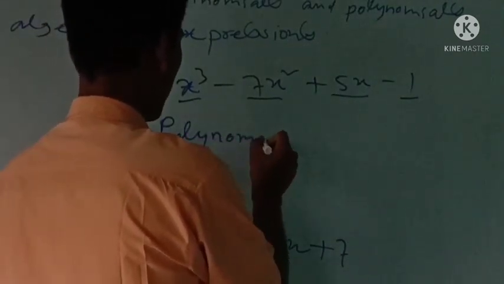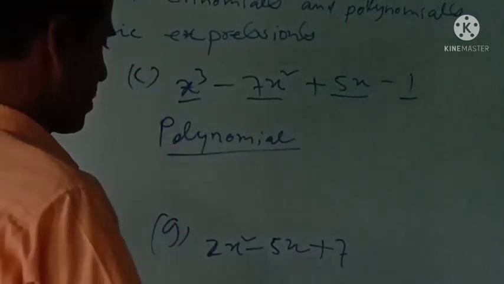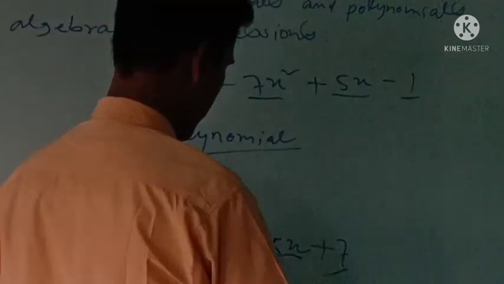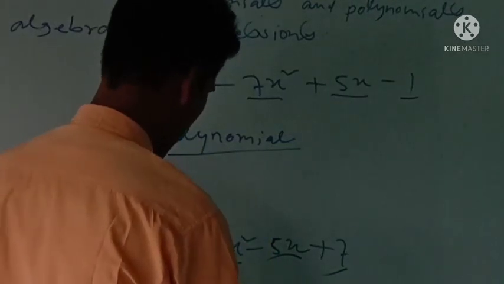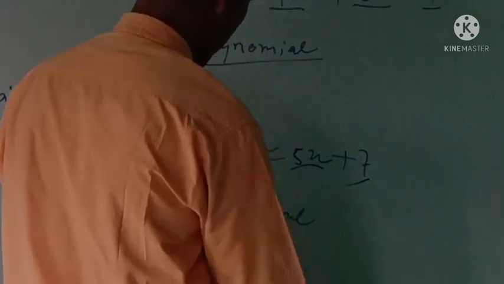Now number G, you have 1, 2, 3 terms. Since it has 3 terms, it will be a trinomial. All right, very simple question.